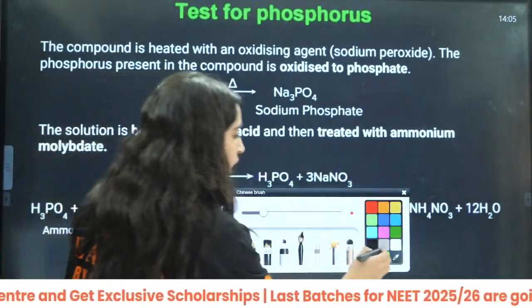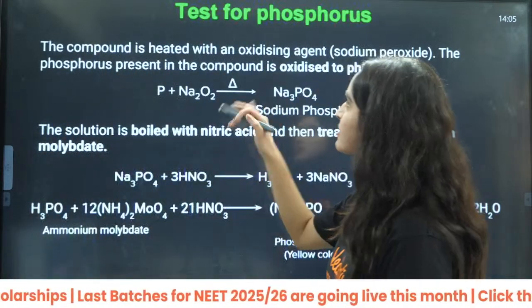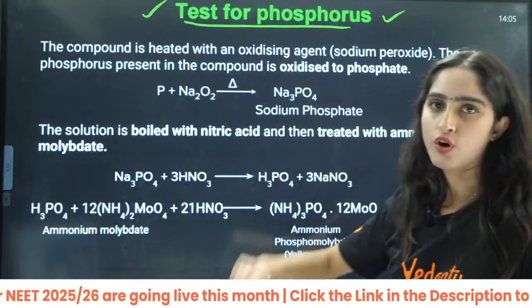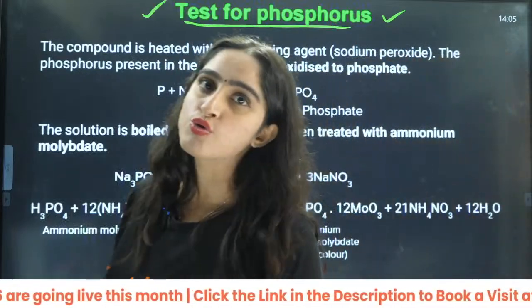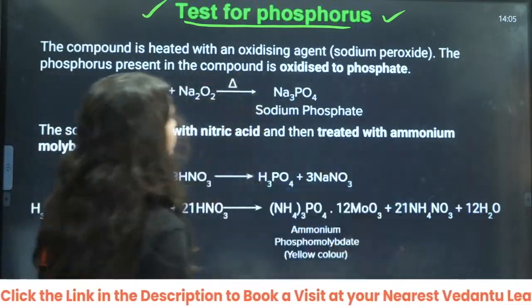This is tougher than that of Lassaigne's test. Now let us see. This is also under Lassaigne's only, but this is different. That is the test for phosphorus. Here you don't make any sodium extract, nothing, right? So what do you do here?